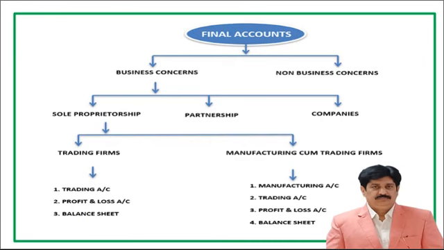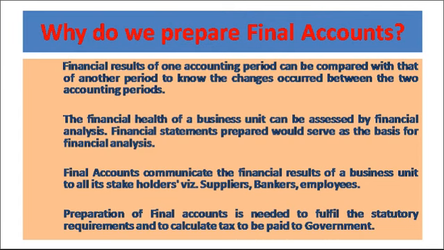Now, just have a look once again. Final accounts, if it is a business concern, sole proprietorship, partnership, companies, there are 3 types. Under sole proprietorship, trading firms, 3 things are required to be maintained: one is trading account, another one is profit and loss account, and the balance sheet. If it is a manufacturing trading firm, those firms should maintain manufacturing account, trading account, profit and loss account, and finally the balance sheet.